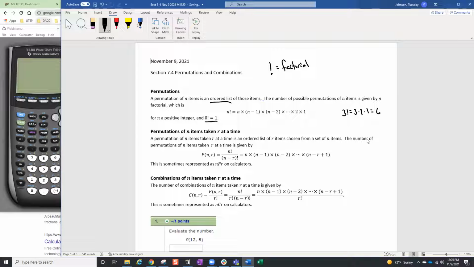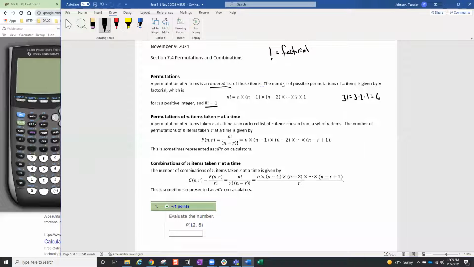Say there are 5 horses running in the next race at Sunland Park. 5 factorial will be the number of possible ways those horses can finish the race. Now, a permutation of n items taken R at a time is an ordered list of R items chosen from a set of n items. So it's a little bit different.